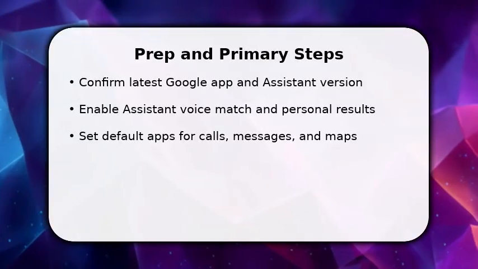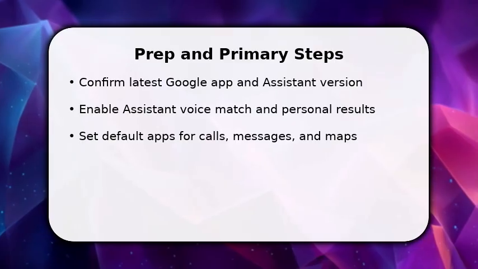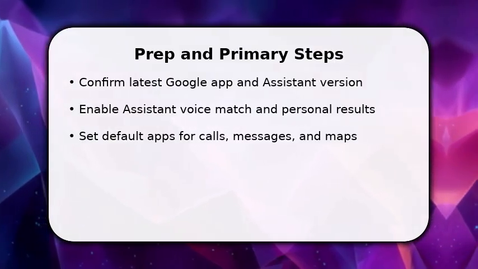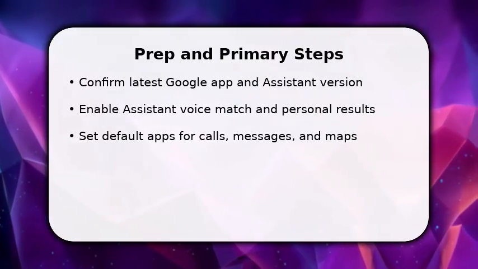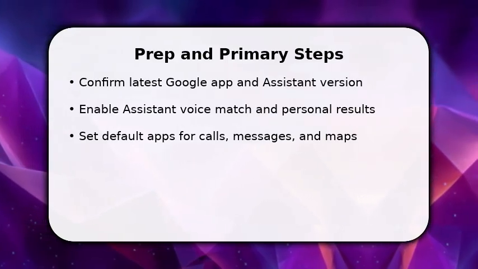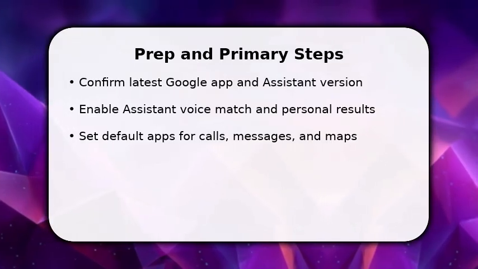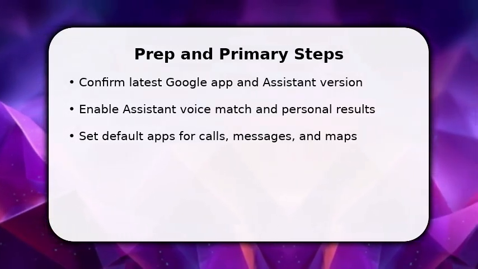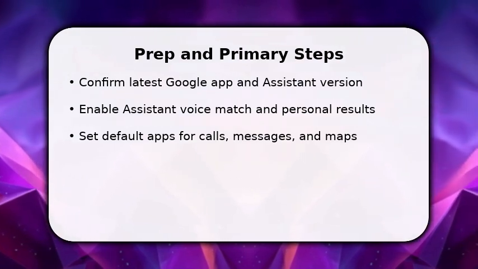You start by preparing your phone. Update the Google app and Assistant so features match Siri's responsiveness. Enable voice match and allow personal results so Assistant recognizes you and reads messages. Next, set Google as the default for calls, SMS, and navigation apps to mirror Siri's integrations. Once done, grant permissions for contacts, SMS, calendar, and location so Assistant can act on your behalf. These steps make the rest of the conversion smooth and reliable.